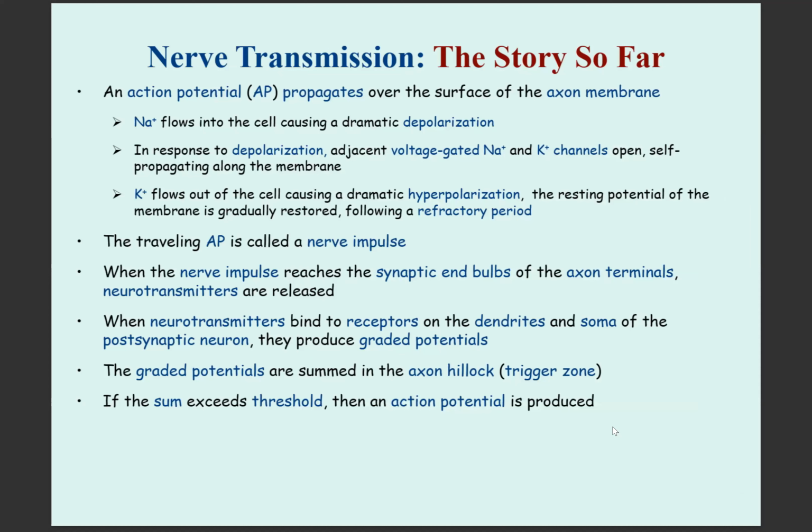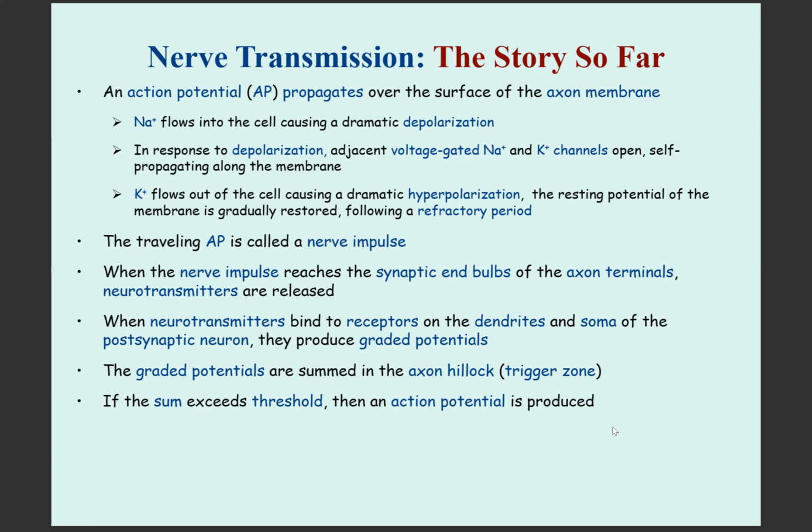So let's look at the story so far about the nervous system and its transmission. The one thing we have to know is that an action potential will propagate over the surface of an axolemma, and then sodium will flow into the cell, causing a dramatic depolarization. So in response to this depolarization, voltage-gated channels, that is for potassium and sodium, will open.